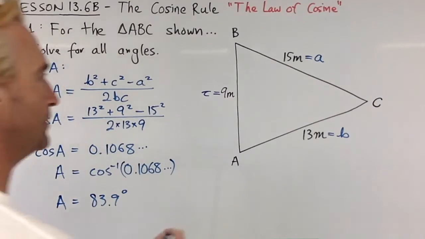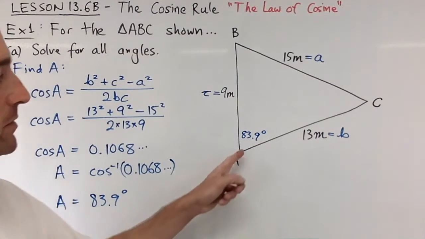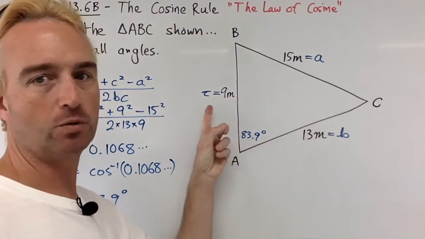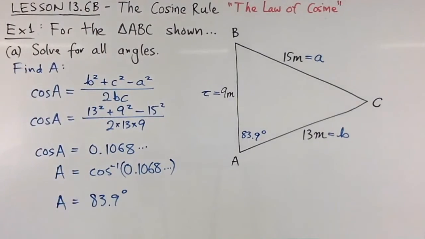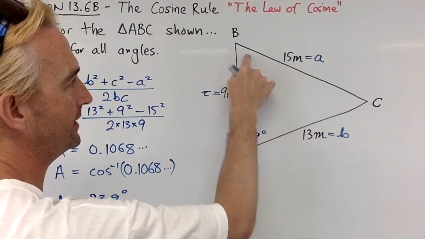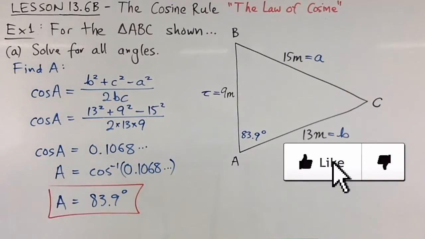Angle A is 83.9. And the interesting thing about triangles is the largest angle is always opposite the largest side, and the smallest angle is always opposite the smallest side. So I'm betting, since this is the largest side, this is the largest angle. This is going to be bigger than either of those two. It's the biggest of the lot. Okay, so that is angle A found.